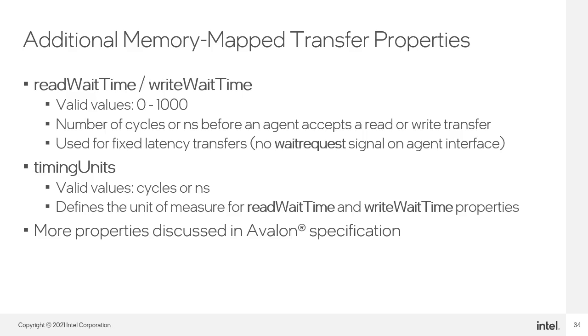The read wait time and write wait time properties are used to add fixed latency to a data transfer. When a read or write command is issued to an agent, the value of these properties indicate exactly how many clock cycles or nanoseconds elapse before the agent provides the data on reads or completes the storage of data on writes. The timing units property is used to indicate if the value of read wait time or write wait time is in cycles or nanoseconds. Clock cycles is the most common unit used for these properties.